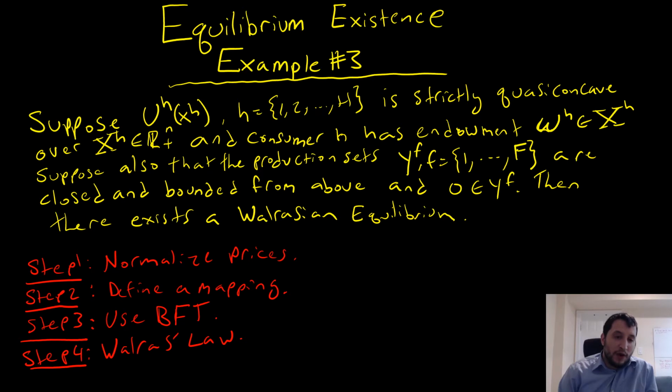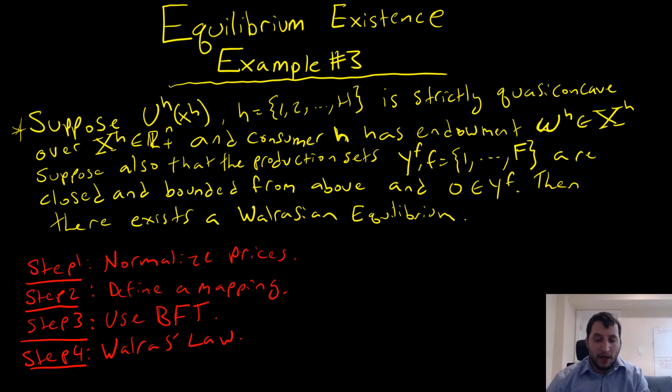So in this video, we're going to talk about proving equilibrium in the context of a production economy. This is the theorem that we have down right here. We're going to suppose that u_h as a function of x_h, where h goes from 1 to capital H, is strictly quasi-concave over our commodity space x_h, which is defined by an n-dimensional positive real number space, and consumer h has an endowment omega_h within our commodity space.